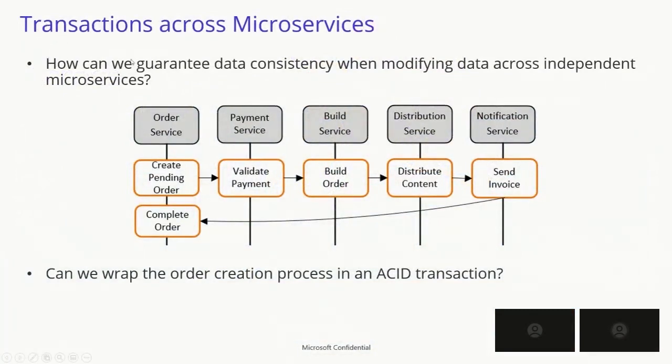What if we're going to check out, right? And what if that checking out process involved this? We would basically create a pending order in the order service. Next, we would validate the payment in the payment service. Once that's complete, we would build the order in the build service. Then we would basically distribute the order. This might be the shipping service here. And then finally, we would send an invoice in the notification service, and then go back to the order service and mark that order as complete. So you can see we got 1, 2, 3, 4, 5 different services.